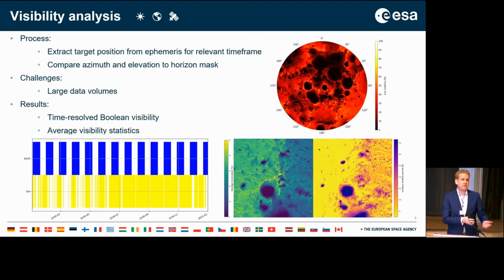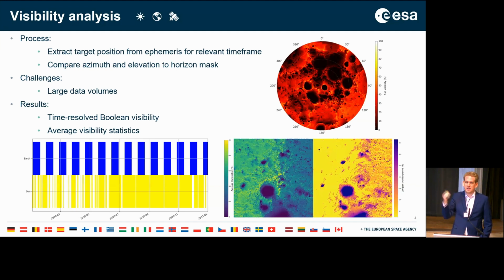All right, and this brings me already to the visibility analysis. So what we're using these horizon masks for, basically the idea is rather simple. You extract from the ephemeris the position of the sun, the Earth, in the future the Gateway, or any artificial object that there is in space or on ground. So we have looked at the potential Moonlight satellites. We looked at specific ground stations on Earth. We could look at any lander or any asset that is on the lunar surface to understand time-dependent visibility over there. And then just basically check azimuth and elevation.